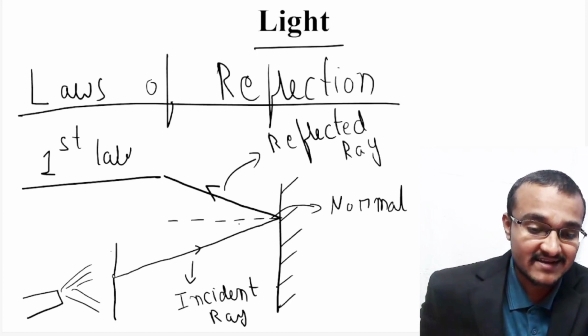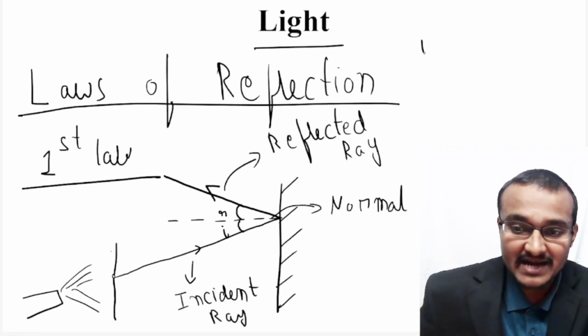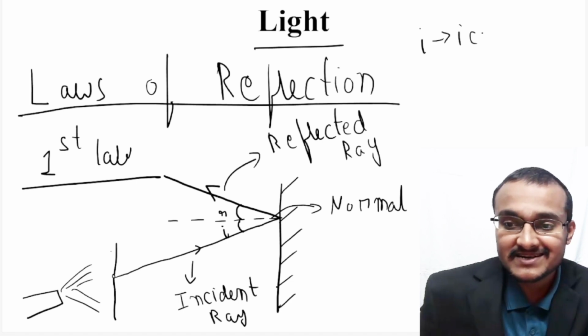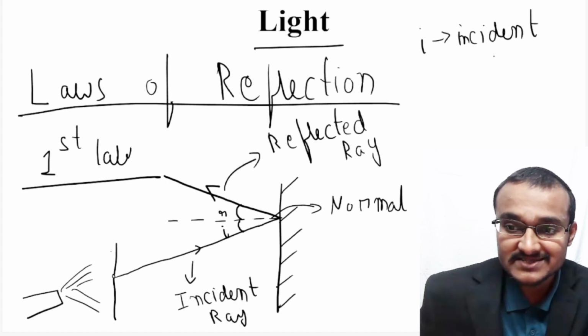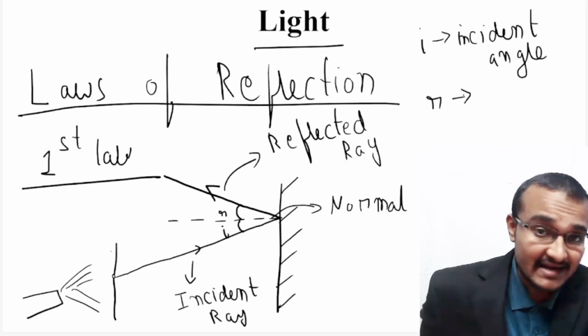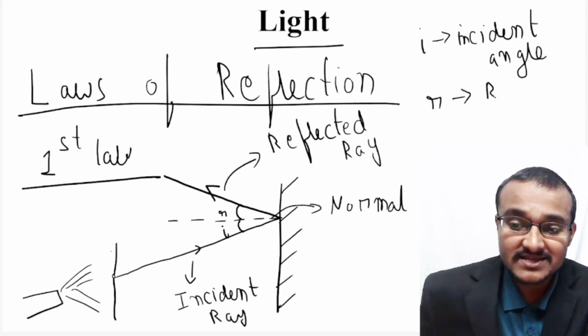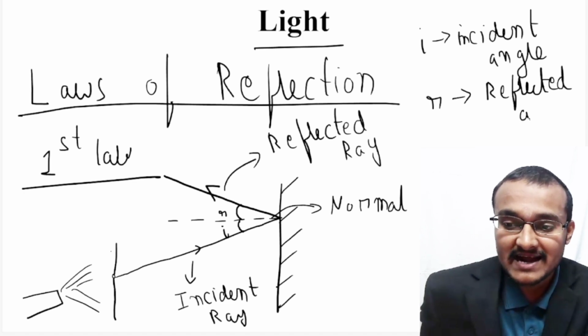There is a certain angle created between the normal and the incident ray, and a certain angle created between the reflected ray and the normal. This angle is denoted as i and this angle is denoted as r, and the small i refers to the incident angle. The angle made by the incident ray and the normal is known as the incident angle, and the angle made by the reflected ray and the normal is known as the reflected angle, denoted as r. So you have the incident angle and the reflected angle.